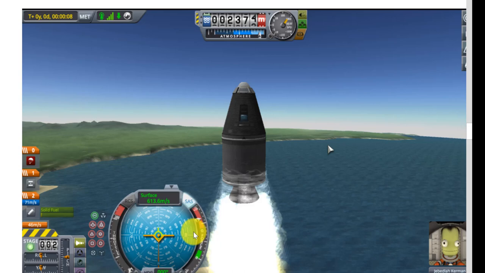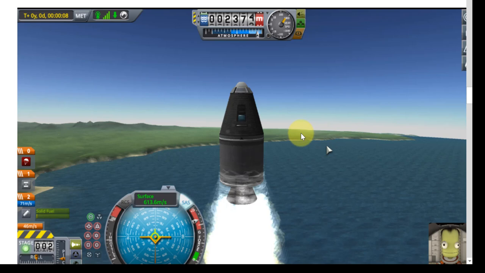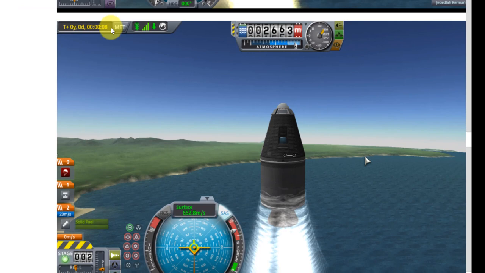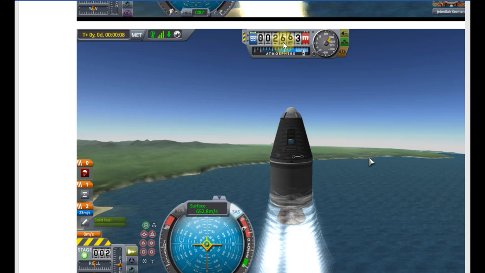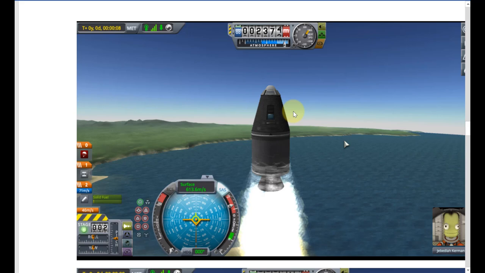Here is a screenshot at 8 seconds where it's about 2374 meters, traveling at about 613.6 meters per second. Here is still 8 seconds and it's burned out. The rocket is burned out and it's a little bit higher there at 2663 meters versus the 2374, so it's gone a few hundred meters there already just in that fraction of a second.